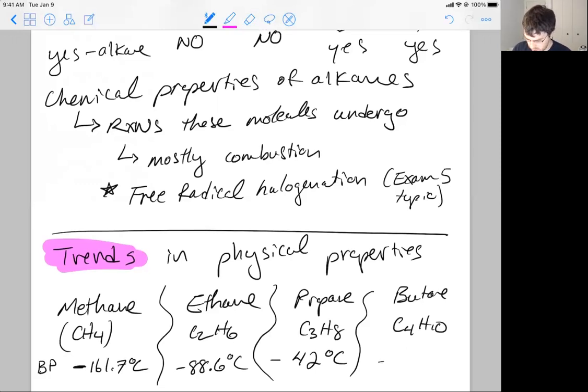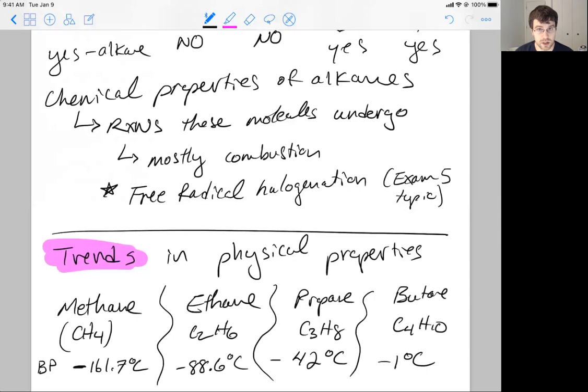Butane is negative 1 degrees Celsius. Okay. So we have the boiling points for these first four hydrocarbons and first four alkanes. These are kind of these parent alkanes. They don't differ so much in overall structure, right? They're just straight chains for the most part, except methane was just by itself. Now, what I want you to take away from this is kind of the general increase in boiling point.